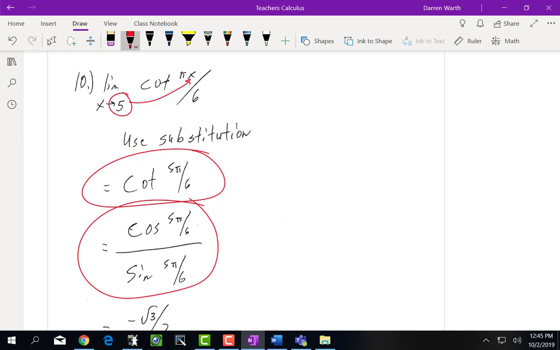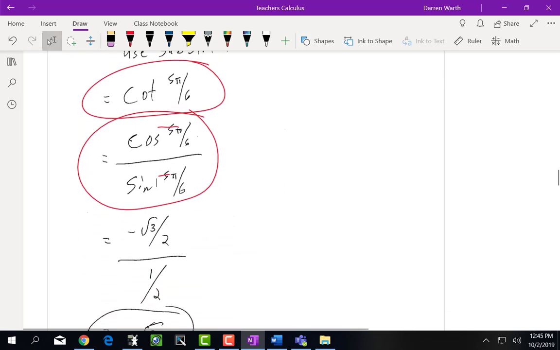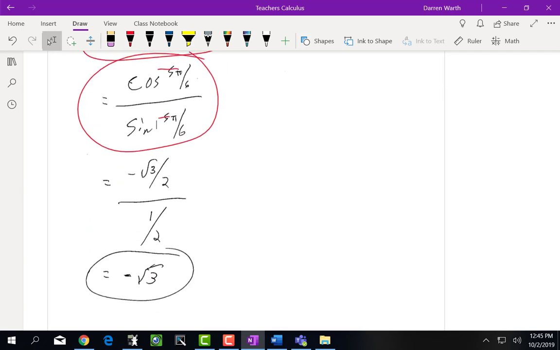So this one you're going to have to get off your chart. I know that my reference angle is just pi over 6. So looking at my chart, I know that the cosine of pi over 6 is going to be the square root of 3 over 2. The sine of pi over 6 is 1/2, and you just get that off your chart. And then you go to 5 pi over 6. So remember 5 pi over 6 is in the second quadrant. Cosine is negative in the second quadrant, and sine is positive. So you're going to flip and multiply, and you get negative square root of 3 as your answer.